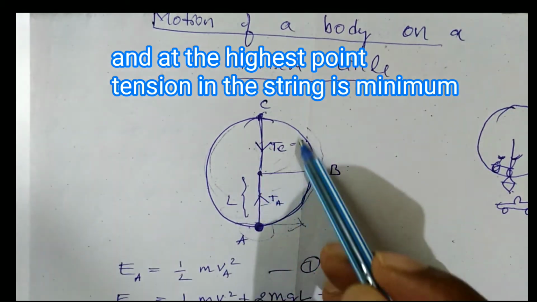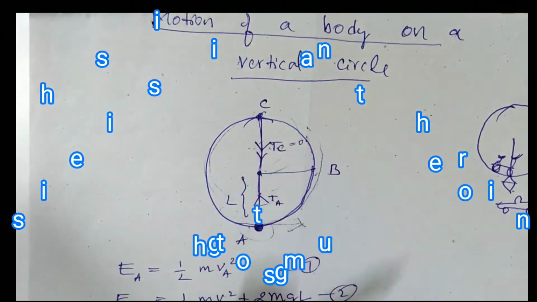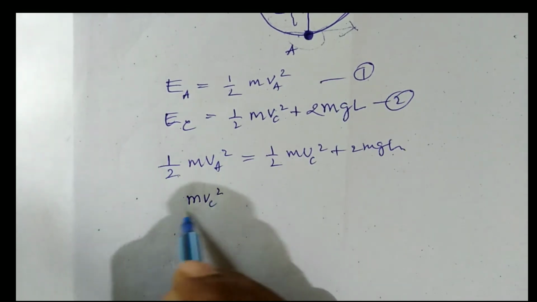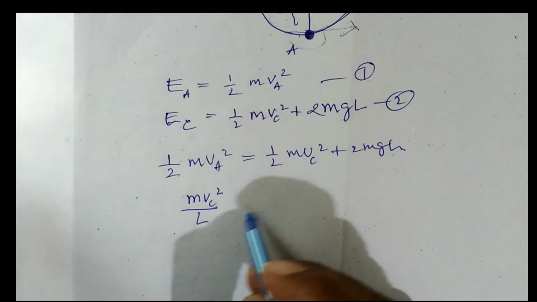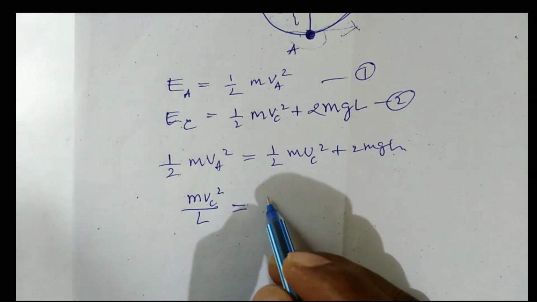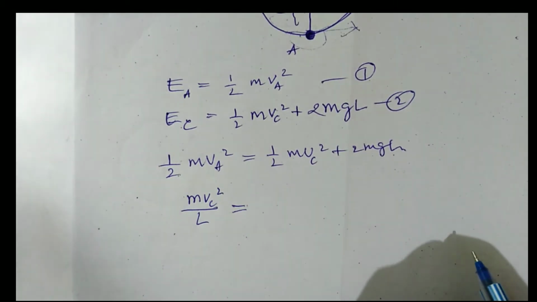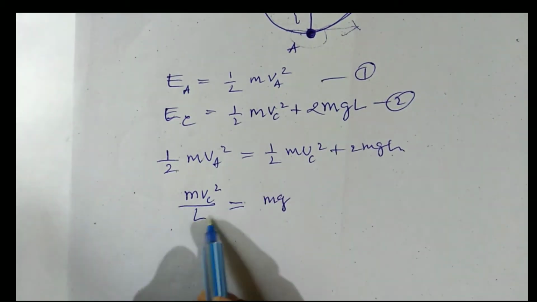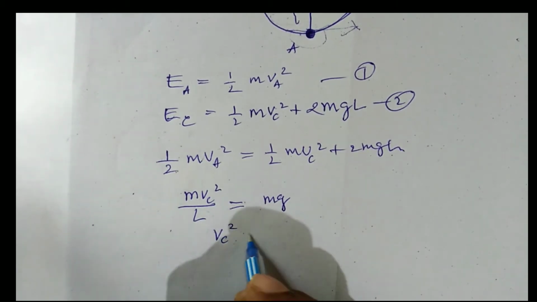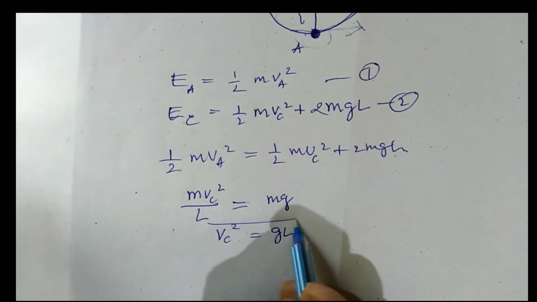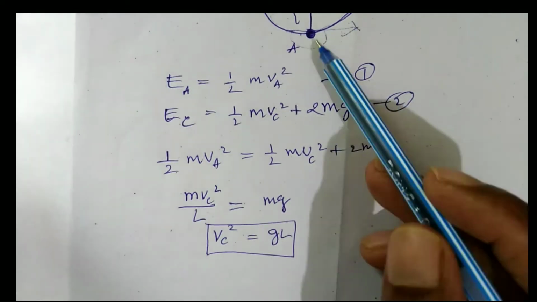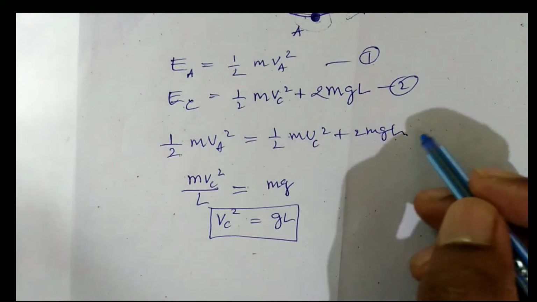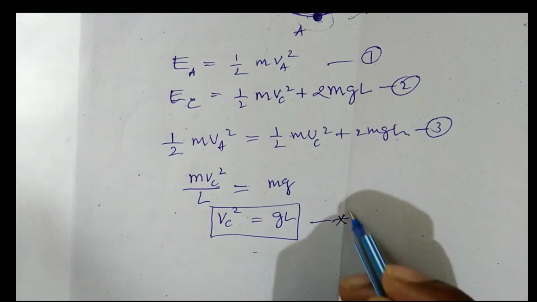For this case, the centripetal force mv square by L equals the net force, that is m times a, which gives mg. So m cancels, and we get v_C square equals gL. This is the minimum velocity at the top, which we have to substitute in equation 3, the starred equation.